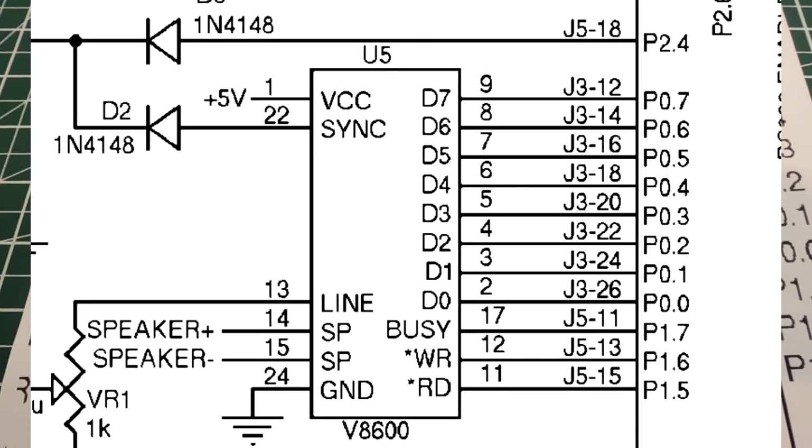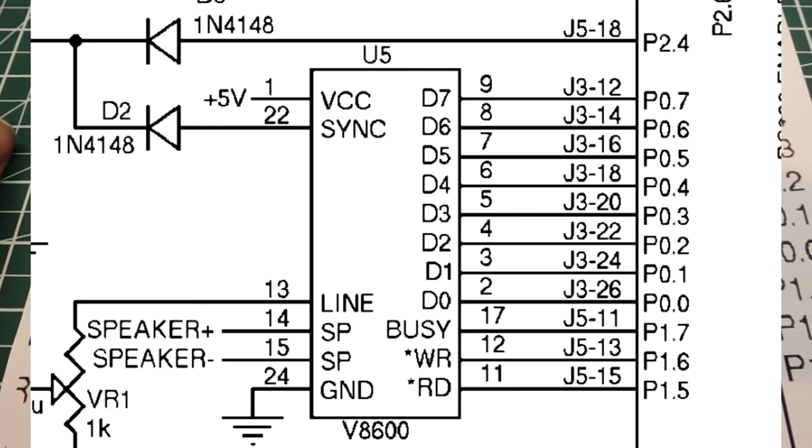Okay, here's the schematic of the text-to-speech module that's hooked up to a microcontroller. And the module is labeled U5, the V8600. If you look at the very top left, you can see pin 1, VCC, that's your 5-volt input. And on the very bottom left, pin 24 is your ground. So that's your power supply into the module. The pin 22 labeled sync, that goes high when the module is talking, so you could hook that up to an LED to give a talking indicator. The pin 13 is your low level audio line output, and pin 14 and 15 is your speaker output, and the volume of that speaker is controlled by the pot on the board.